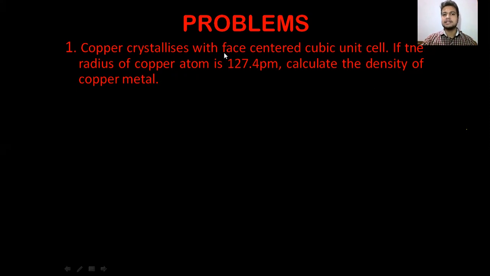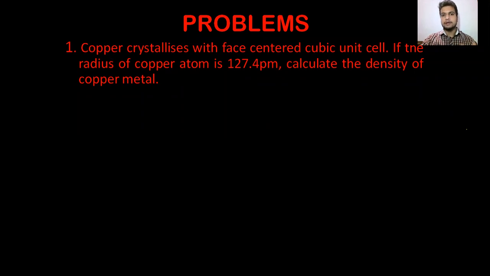They are clearly stating that it is a face-centered cubic unit cell. So if it is a face-centered cubic unit cell, the number of atoms is 4. That is what we know from our previous concepts. And the density we need to find. Avogadro's number we know, 6.023 into 10 to the power 23. Now, molar mass of copper is supposed to be known. That is 63.5 gram per mole.